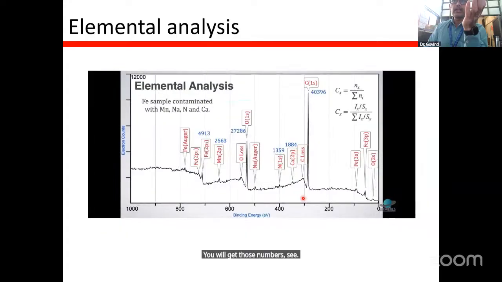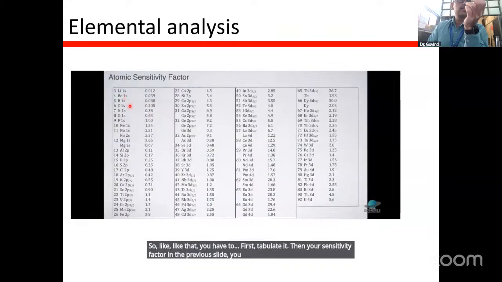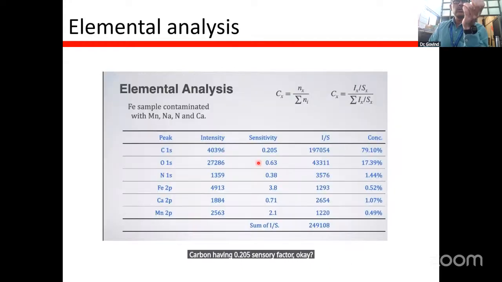Carbon has a broader peak, so the area is big. Sodium and magnesium have a small peak, that's why the area is less. Like that, you have to first tabulate it. Then your sensitivity factor. In the previous slide, you have seen these sensitivity factors. Carbon has a 0.205 sensitivity factor. So just tabulate those sensitivity factors.